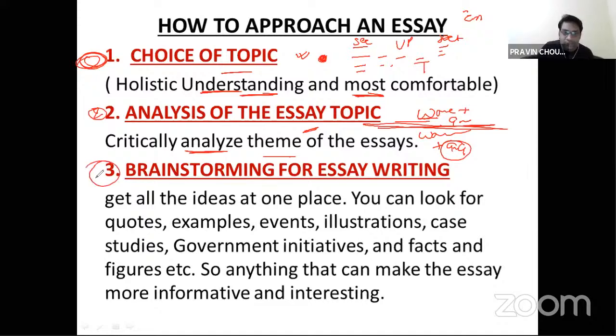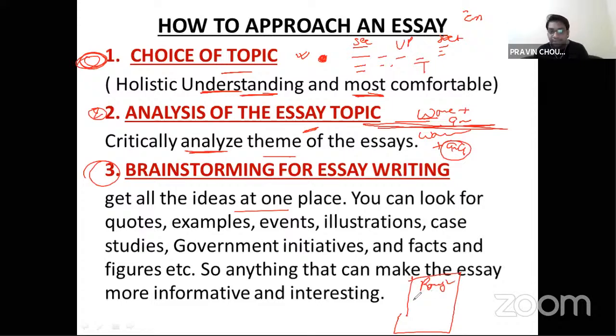A third important thing is brainstorming for essay writing. What is the meaning of brainstorming for essay writing? The basic idea of brainstorming is that you should collect the data yourself. Whatever knowledge you have on the topic, get all the ideas in one place. So what you will do is a rough work. This is rough work before you start to write your essay.